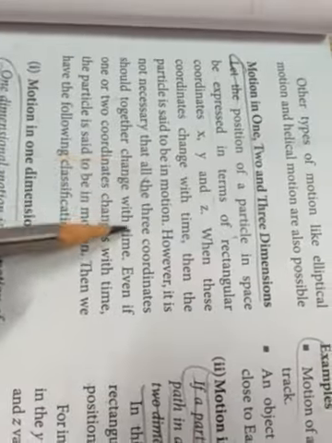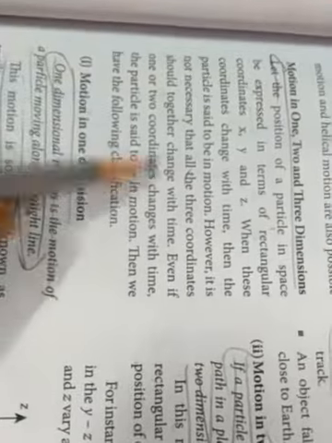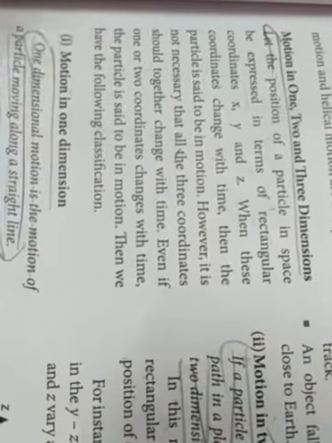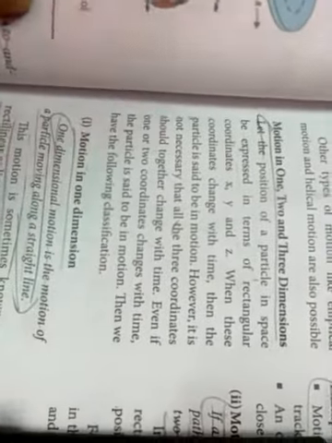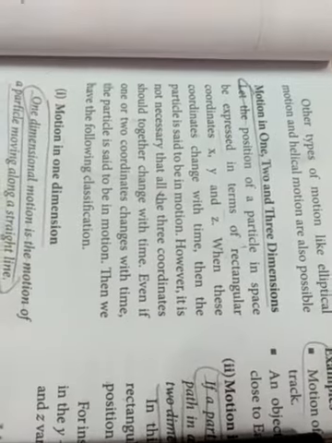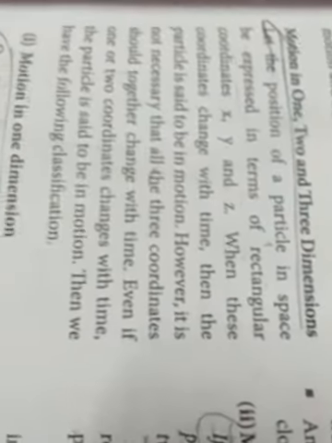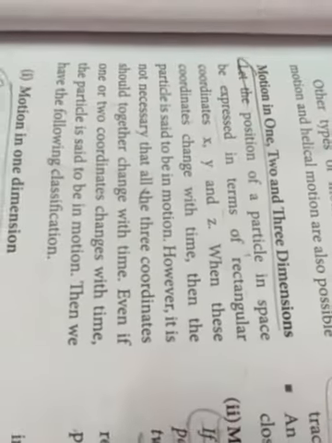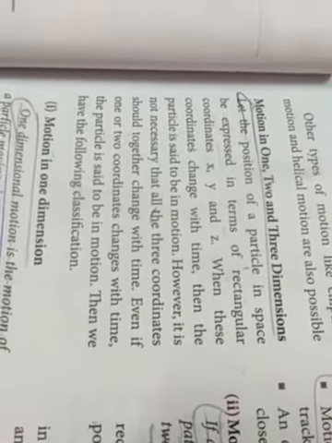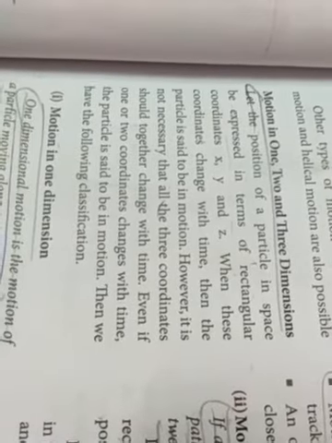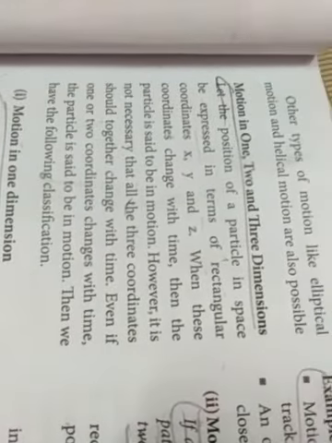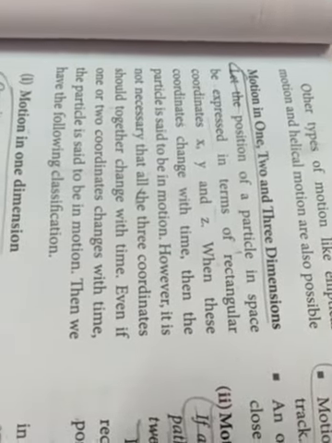Then the particle is said to be in motion. However, it is not necessary that all three coordinates change together. It is not necessary that all the coordinates change together; it can be one by one, or two at a time. So even if one or two coordinates change with time, the particle is said to be in motion. Then we have the following classification.